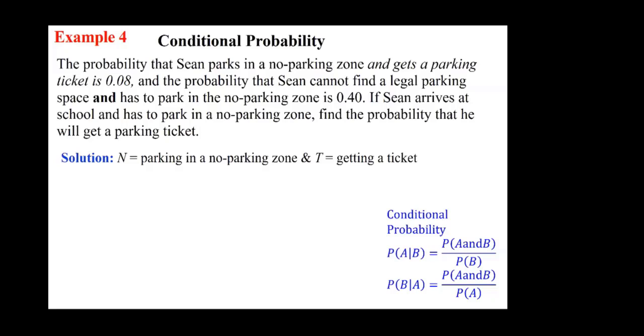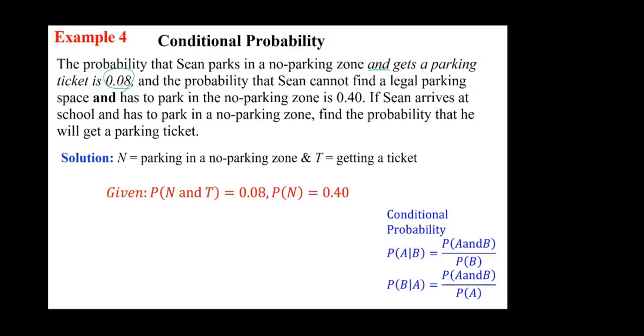So the very first number I see is 0.08. And it says the probability that Sean parks in a no parking zone and gets a ticket. We can write that as probability of N intersection T is 0.08. And then Sean cannot find a legal parking space and has to park in a no parking zone, so it's 0.4. Probability of N, no parking zone. So those are the givens.